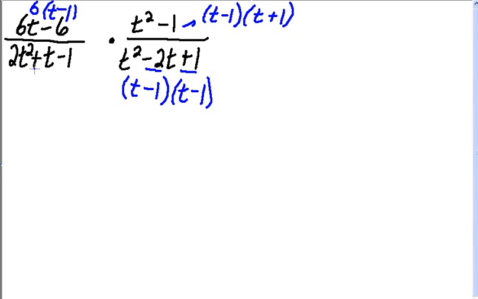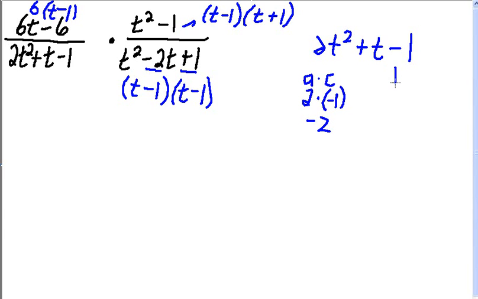Now, the last one is not quite so easy. We have 2t squared plus t minus 1. Now remember, we're looking for paired multiples of a times c, in this case 2 times a negative 1, or negative 2, that sum to b, or in this case 1. My two multiples of negative 2 that sum to 1 are positive 2 times a negative 1. Why? Because 2 times negative 1 yields negative 2, and 2 plus a negative 1 yields a positive 1. But remember, when a is not equal to 1, I have to use the grouping method.